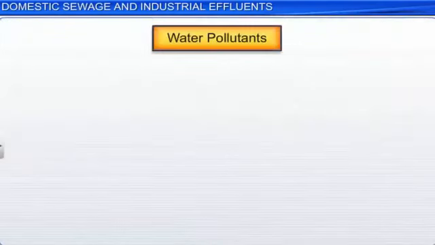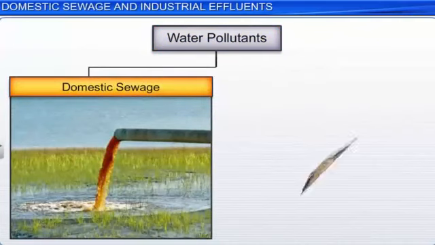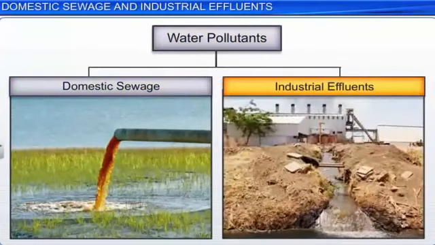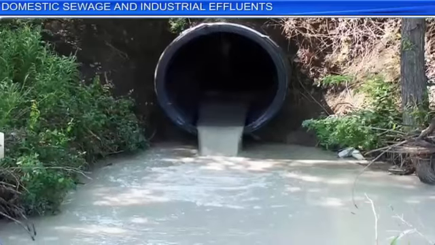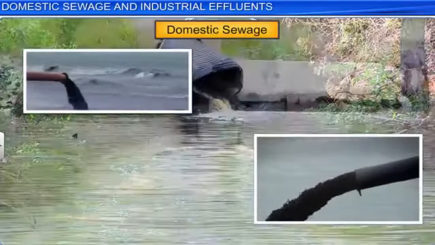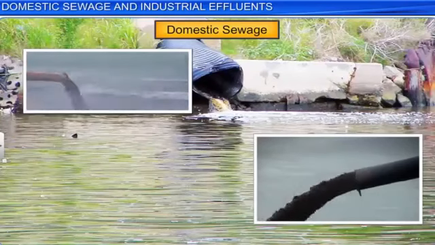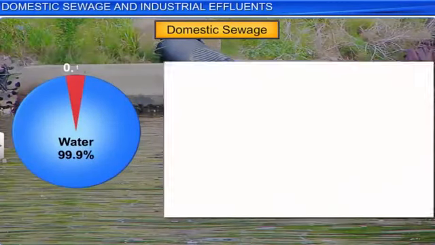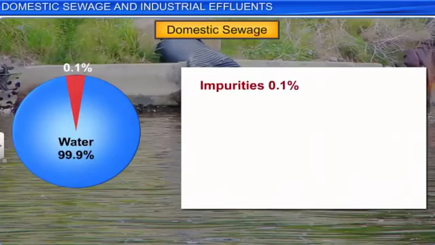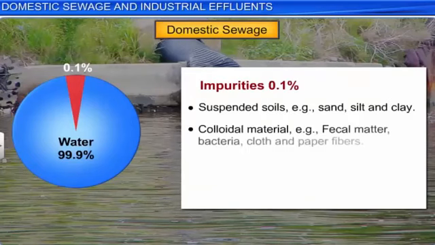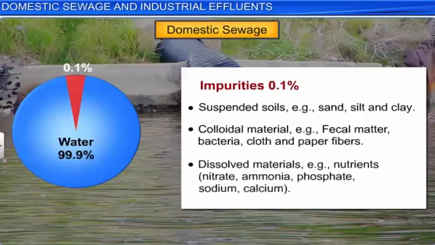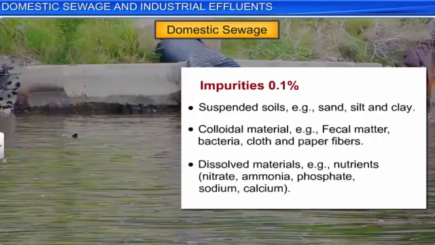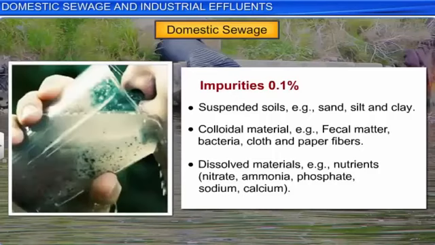Pollutants flowing into water bodies are broadly classified as domestic sewage and industrial effluents. The term domestic sewage refers to wastewater that drains from houses in a town or city. This domestic sewage contains about 99.9% water and 0.1% impurities such as suspended soils, colloidal and dissolved materials. Sadly, this small percentage of impurities makes water unfit for human consumption.